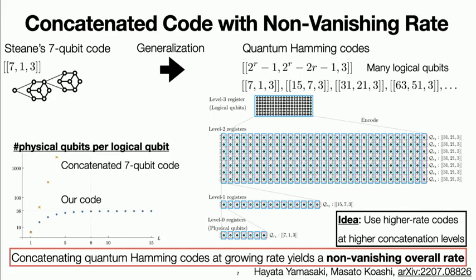We analytically show that this approach indeed achieves a constant space overhead, a non-vanishing overall rate of logical qubits per physical qubit, even if we increase the concatenation level arbitrarily. We also numerically show that the benefit of our code can be orders of magnitude already at smaller concatenation levels, a few concatenation levels.